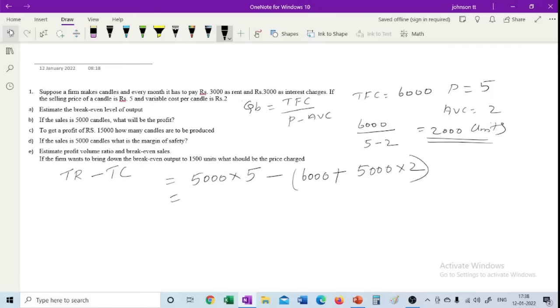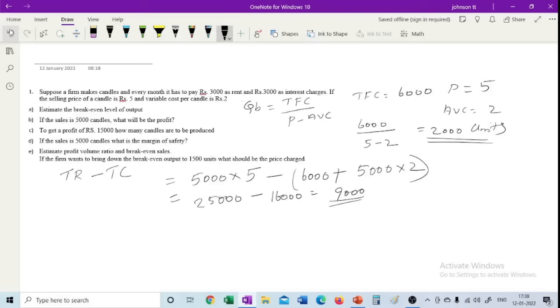So that is equal to 25,000 minus 16,000. So that is equal to 9,000. So when the firm is producing 5,000 candles, their profit will be 9,000 rupees.